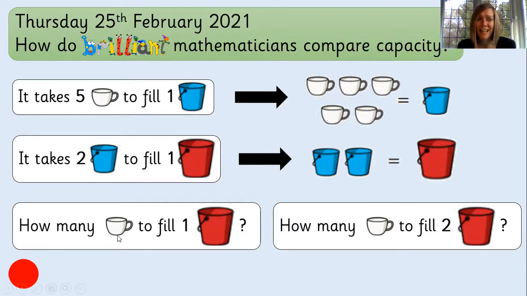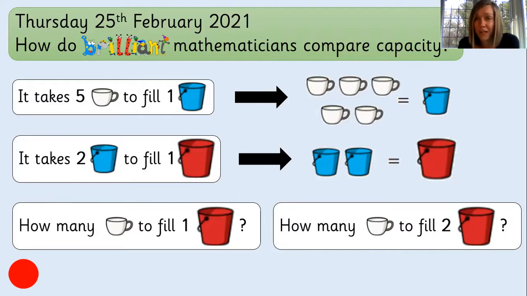How many cups to fill 1 big red bucket? How many would you need to fill that big red bucket? And if you've worked out how many cups you can use to fill 1 big red bucket, can you work out how many cups you need to fill 2 red buckets? So pause the screen so you can have a real good look at that information and see if you can solve that big red problem for me. Pause it now and have a go.